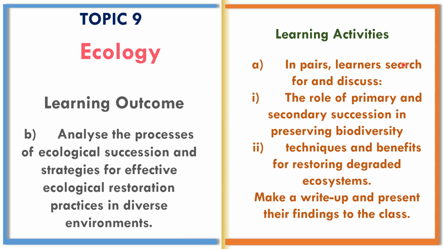In pairs, learners search for and discuss the role of primary and secondary succession in preserving biodiversity, techniques and benefits for restoring degraded ecosystems. Make a write-up and present your findings to the class.